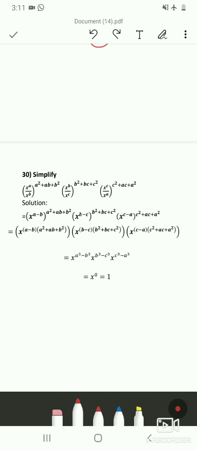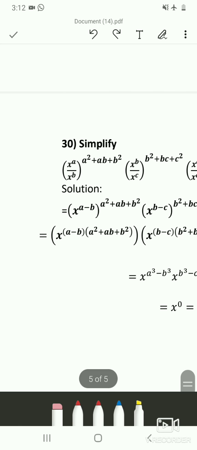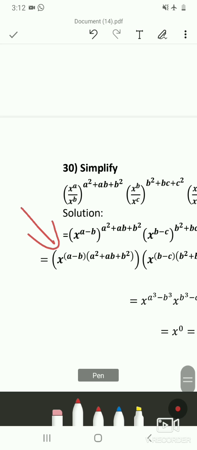So the next step is, after the step here we are using the law a raised to m whole raised to n can be written as a raised to m into n. Here a minus b is m and a square plus ab plus b square is nothing but our n. So this is nothing but a raised to m into n. Here a is nothing but x, that is base. So you will get it as x raised to a minus b into a square plus ab plus b square.